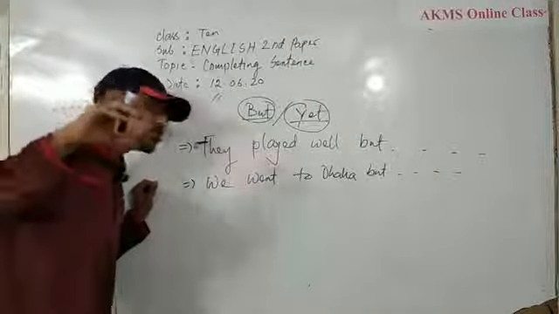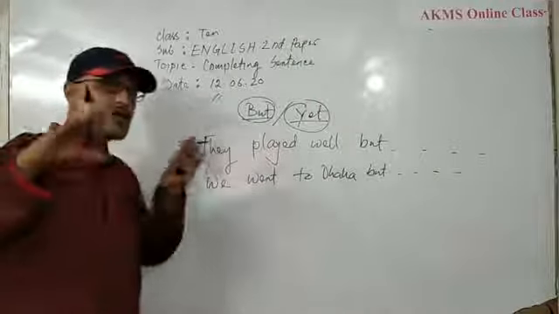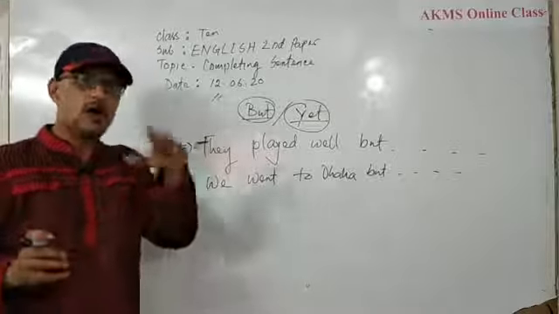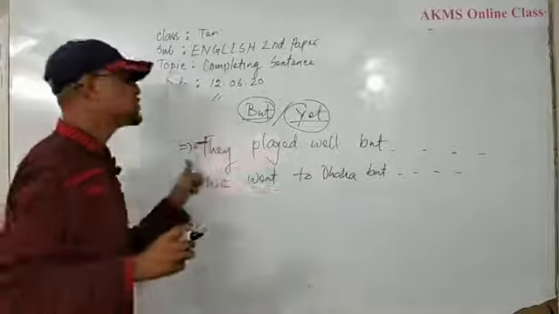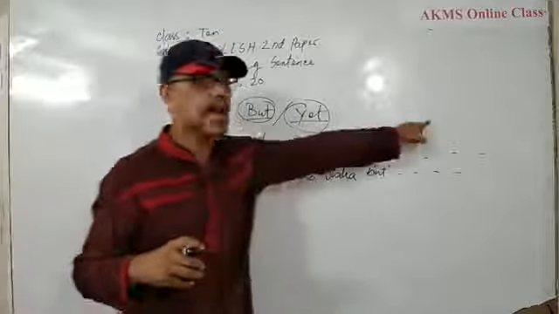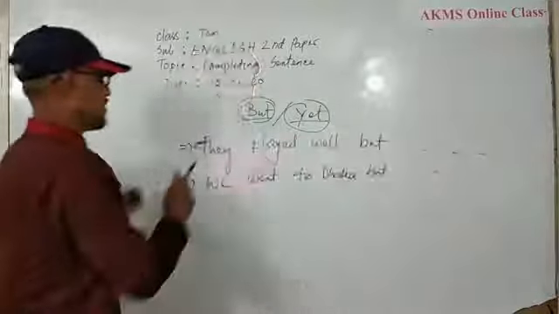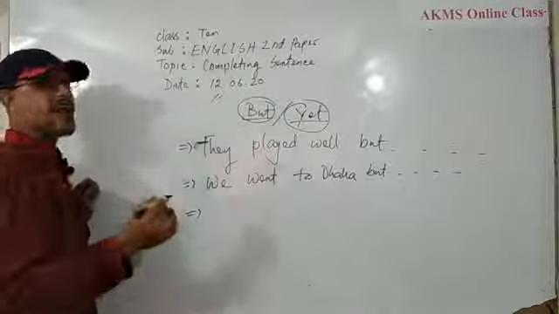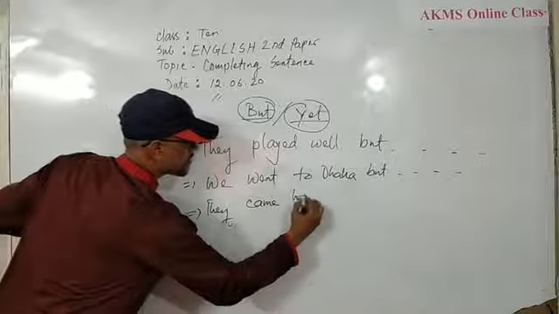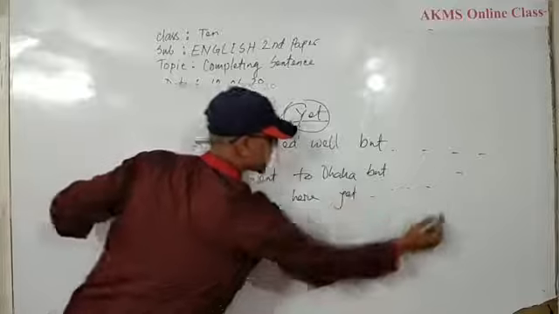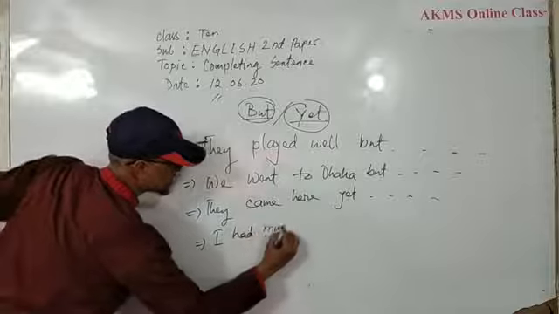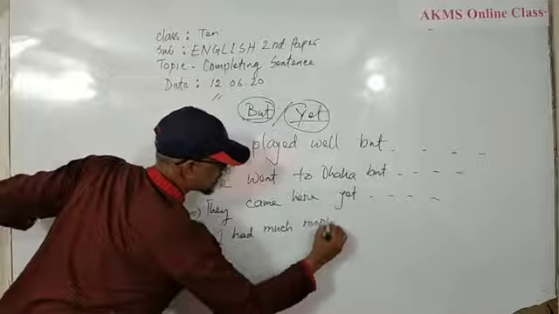And you should remember that in a compound sentence, the action of the verb that has occurred first should be used at the very beginning of the sentence. Then you should use the next activity. I am using yet. They came here, yet... I had much money, yet.